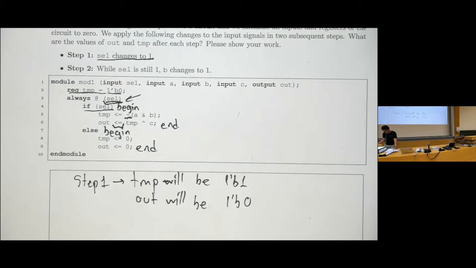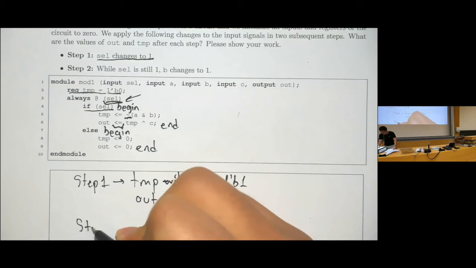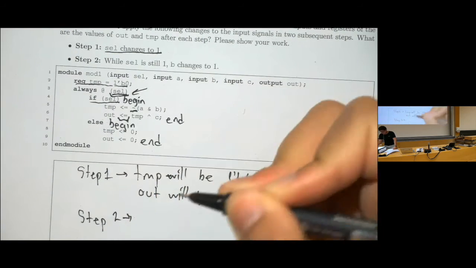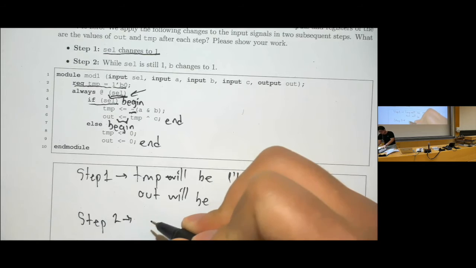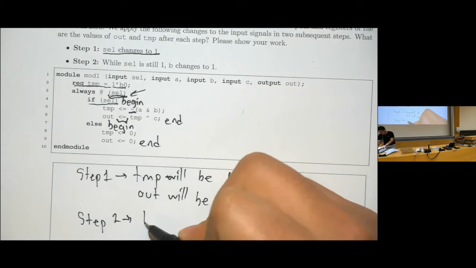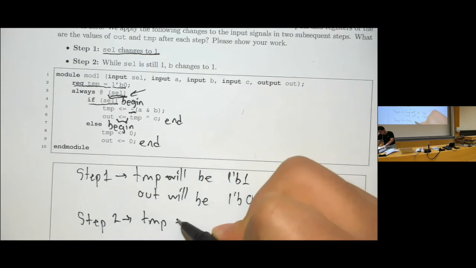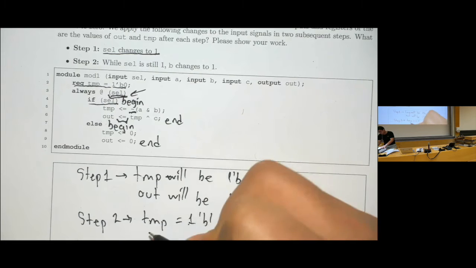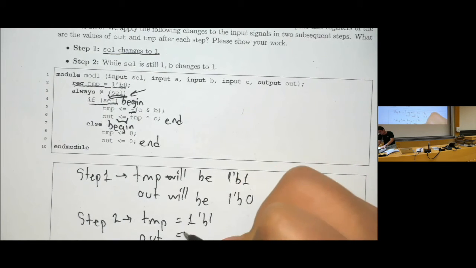And then, because the block doesn't execute, none of the values here change. And that's the solution, basically, in step 2. The always block is not executed, so temp is still 1, and out is still 0.